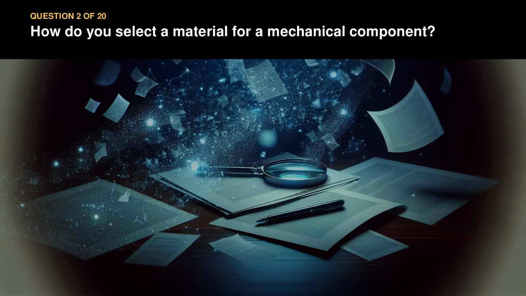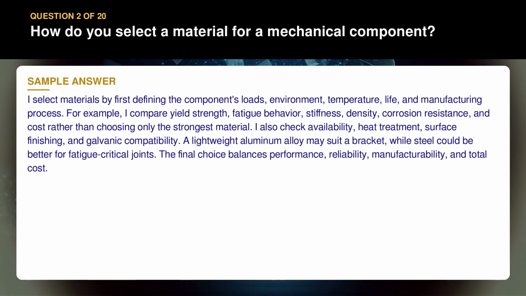Question 2. How do you select a material for a mechanical component? I select materials by first defining the component's loads, environment, temperature, life, and manufacturing process. For example, I compare yield strength, fatigue behavior, stiffness, density, corrosion resistance, and cost rather than choosing only the strongest material. I also check availability, heat treatment, surface finishing, and galvanic compatibility.